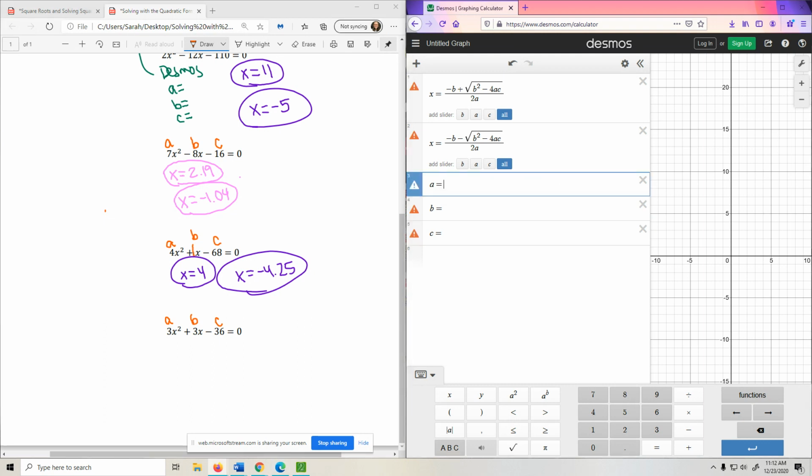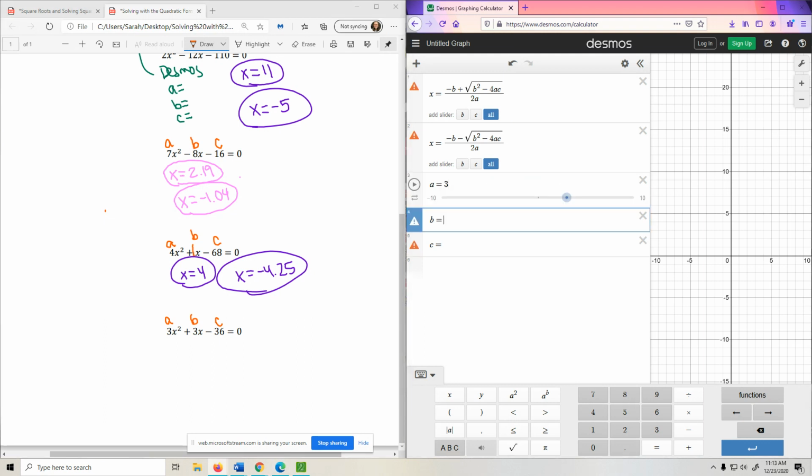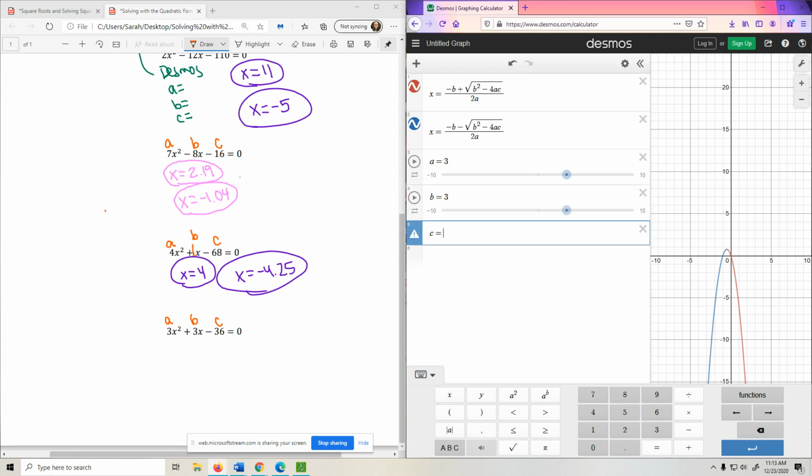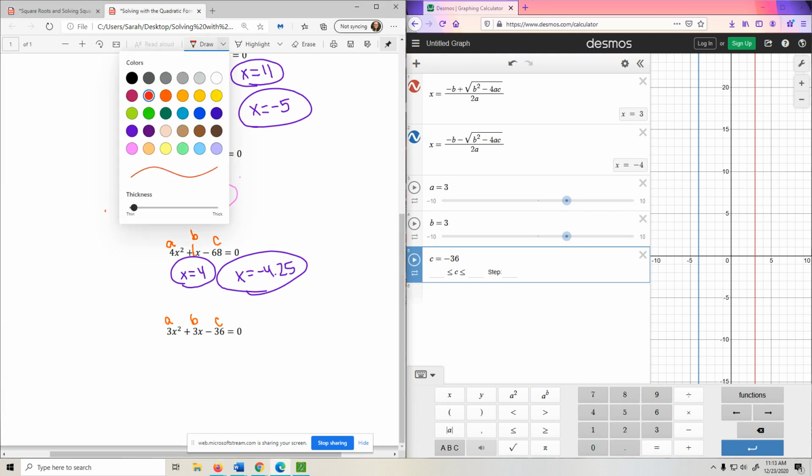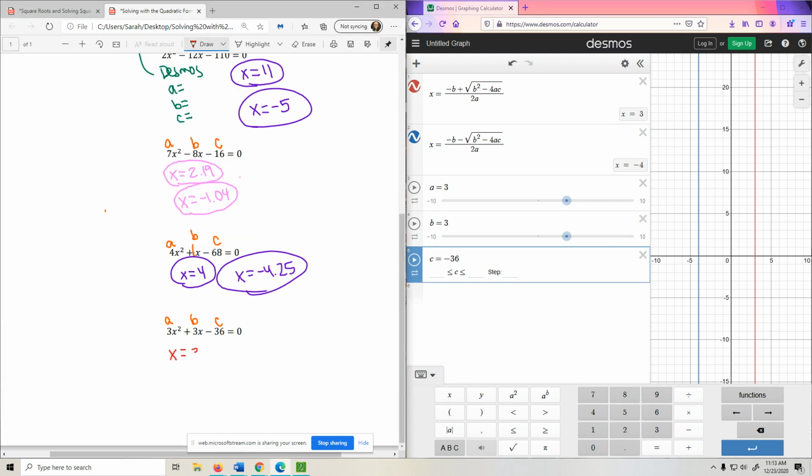Let's update our Desmos. A is 3. B is also 3. C is -36. Don't forget your negative sign. Desmos does all the heavy lifting for us and tells us that one solution is 3 and the other solution is -4.